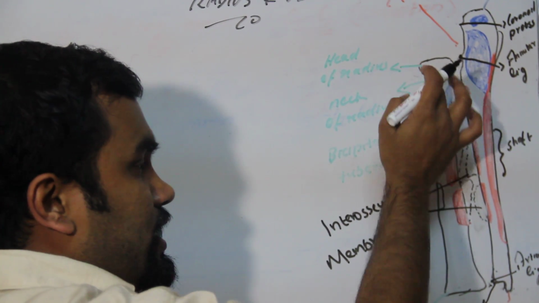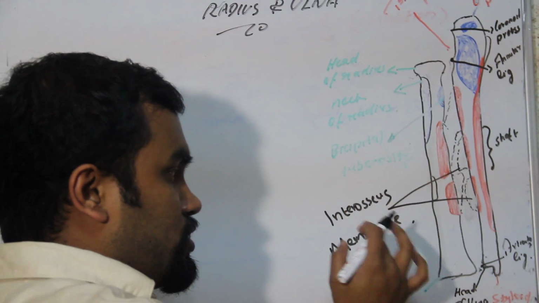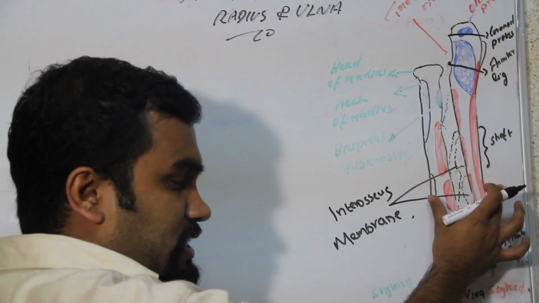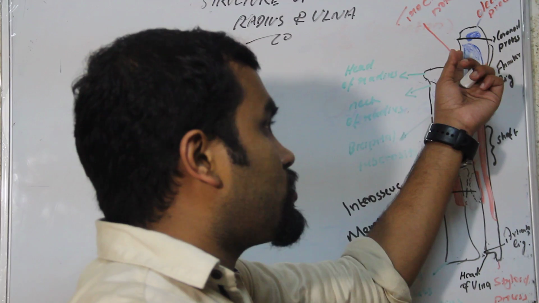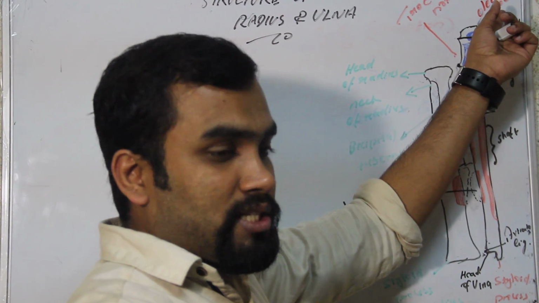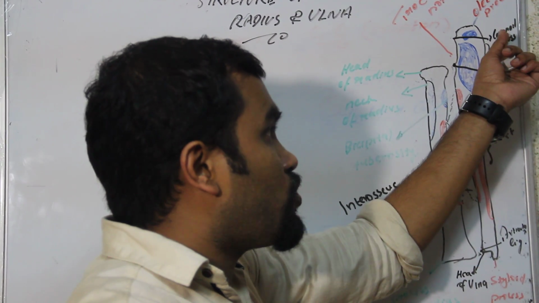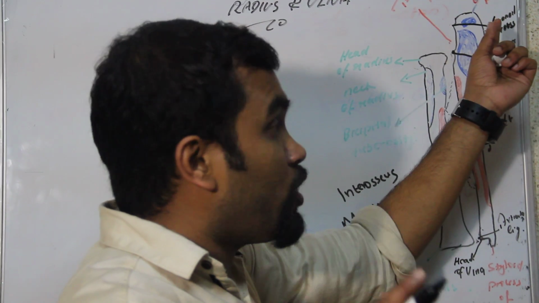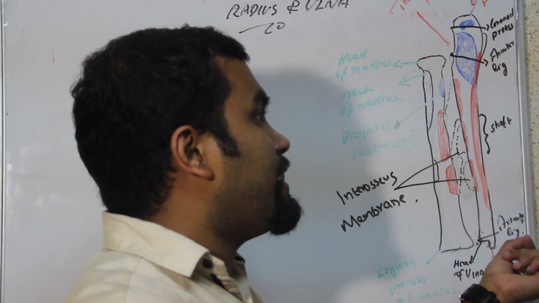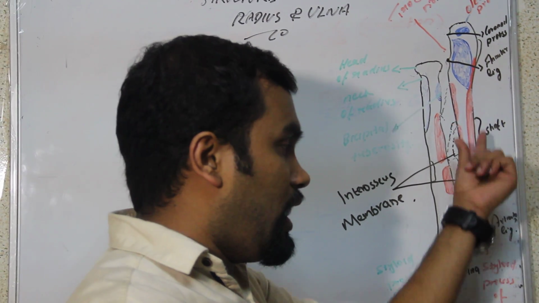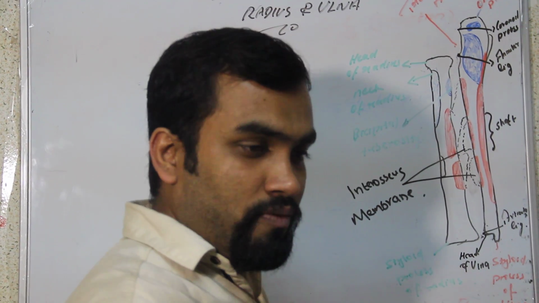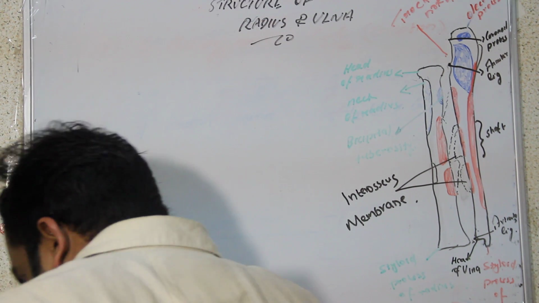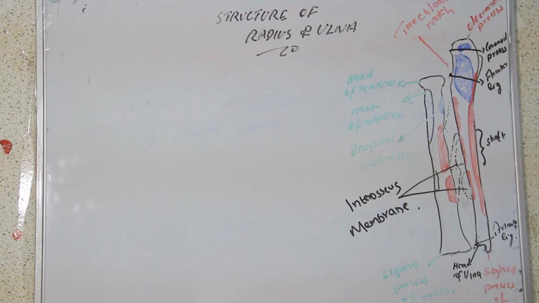So radius bone: the head of the radius is here, neck of radius, bicipital tuberosity, and the interosseous membrane connects radius and ulna. The styloid process of radius is here. For the ulna bone there is a trochlear notch, a beak-like section known as the olecranon process, the coronoid process, not coracoid, then the annular ligament and shaft of the ulna, then the articular ligament down, and the styloid process of the ulna.